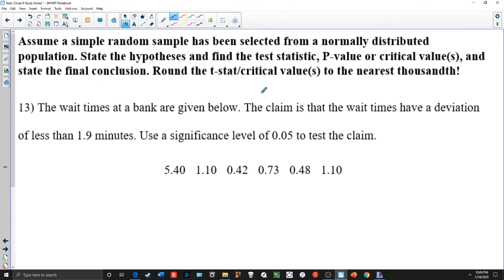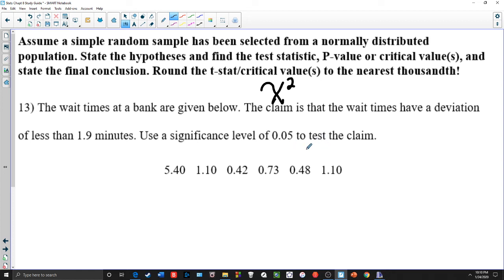Last one here is one final all the way through problem. So from start to finish, testing a claim. In this case, the claim is about a deviation. So this is going to be a chi-squared test. And how do I know it's chi-squared? Well, because we're testing a claim about a deviation.